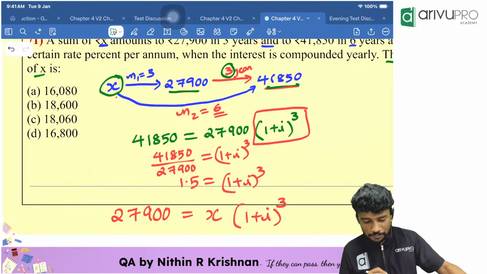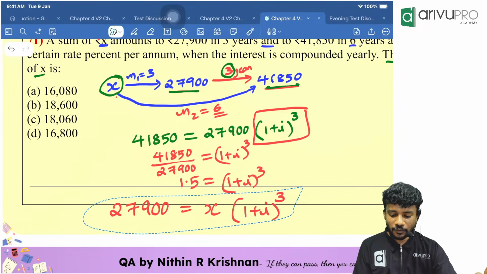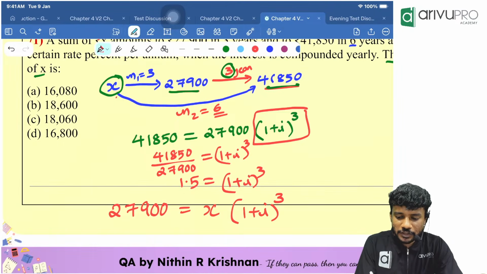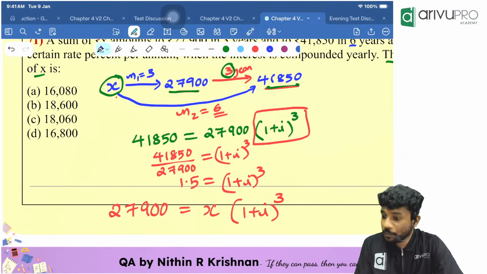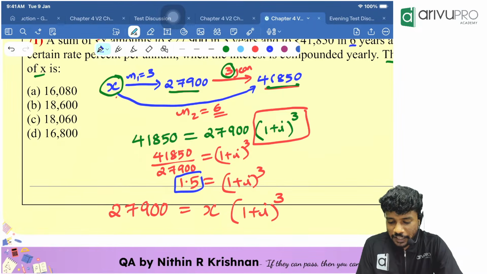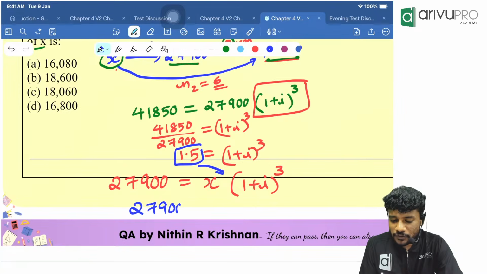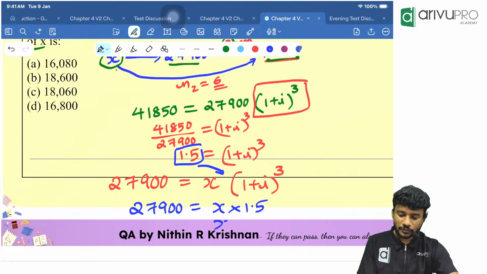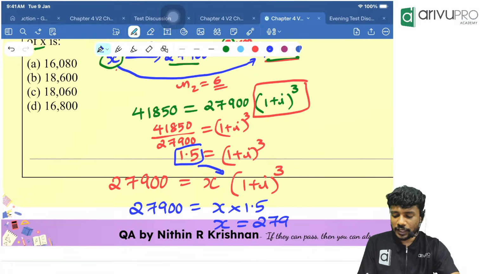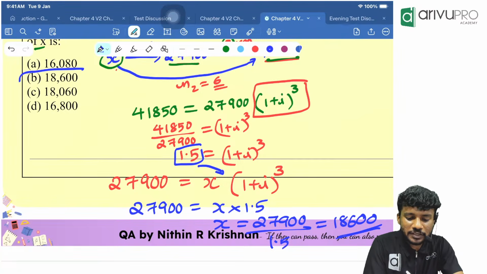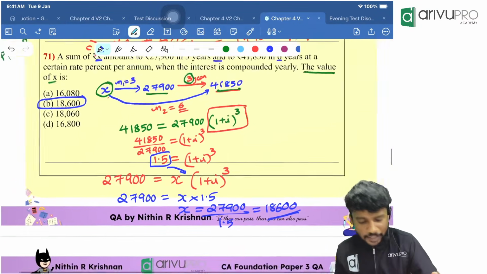Abdul, clear? Everyone, tell me what is the next step? Instead of this particular thing, I will put what? 1.5. Put that over there. That will become 27900 is equal to x into how much? 1.5. Tell me how much is x then? X is nothing but 27900 divided by 1.5, which is nothing but 18,600. Which option is the answer? Option B. Right answer.